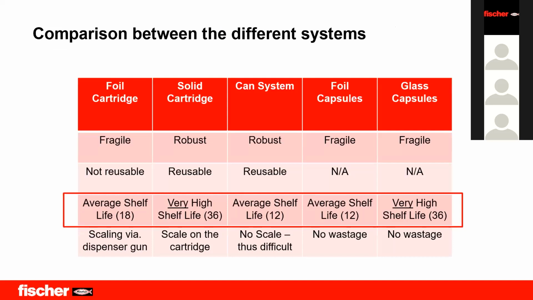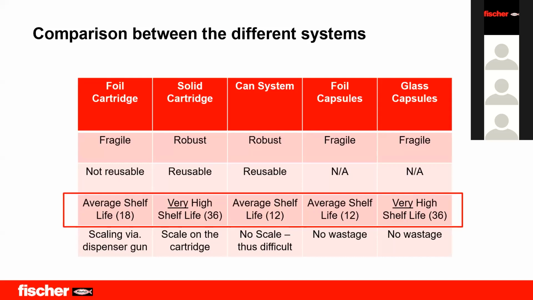First of all, the shelf life. The shelf life for a solid cartridge, which Fischer produces, is 36 months. At the same time, for the foil cartridge, it's 18 months. When you compare with foil capsules and glass capsules, it's again showing a great difference. So this is where the packing has its own importance. If you're using a cartridge or foil and the workmanship is not proper, there are chances that it can break. But solid has its own sustainability, even if you are misusing it.